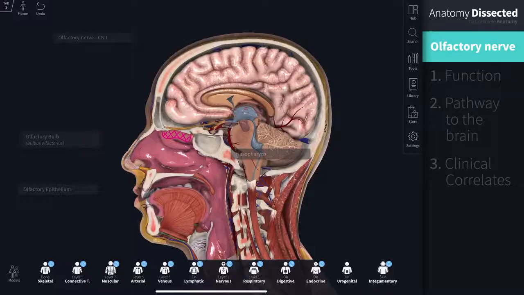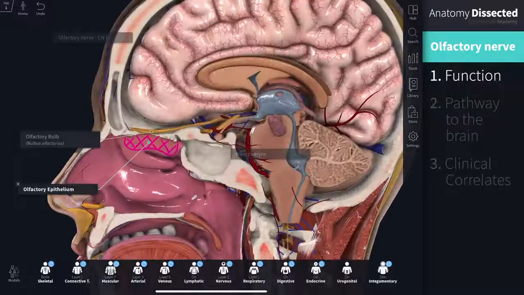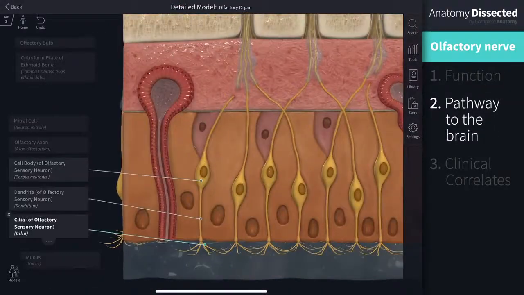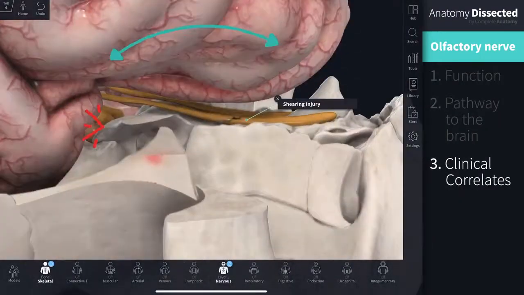Hopefully now you have a better understanding of cranial nerve 1. At this point, you should be able to identify the olfactory nerve and discuss its course. You should be able to discuss the nerves that make up this pathway and the function of the olfactory system, as well as understand how injury might occur to this nerve.